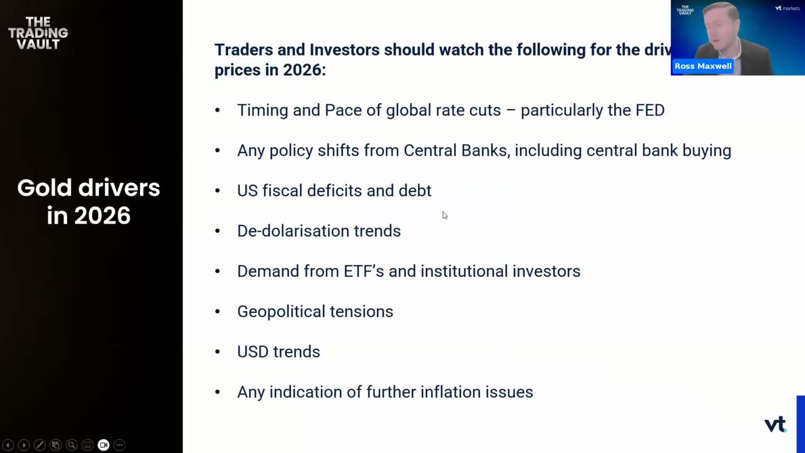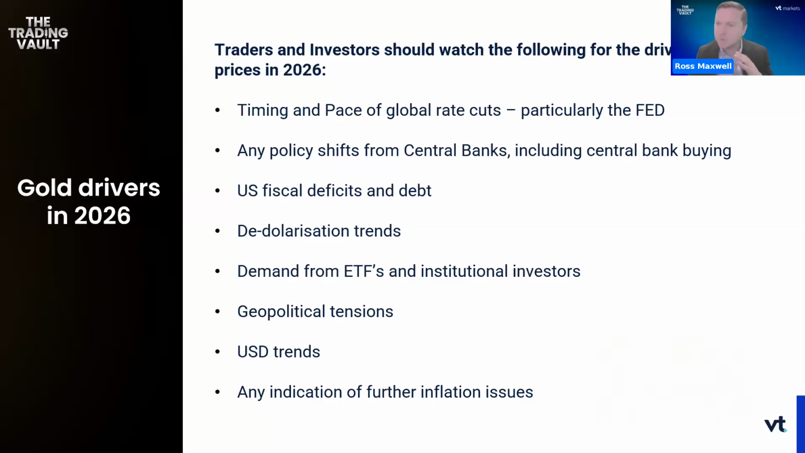What is going to drive gold in 2026? Traders and investors should watch the following drivers of gold prices in 2026. The timing and pace of global rate cuts, particularly from the Fed. Any policy shifts from central banks, including central bank buying, especially from emerging markets. US fiscal deficits and the overall debt in the US. De-dollarization trends, demand from ETFs and institutional investors. Geopolitical tensions, which are obviously ongoing. And US dollar trends, so keep a close eye on the US dollar.